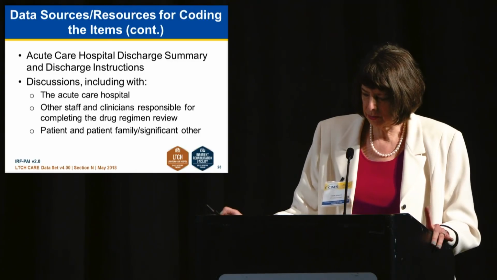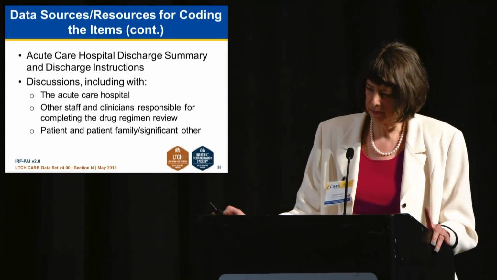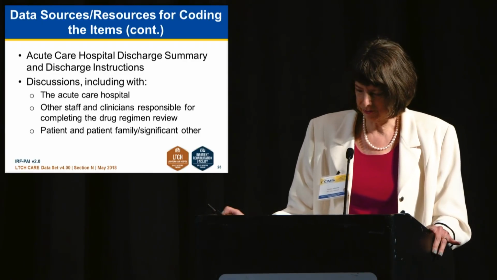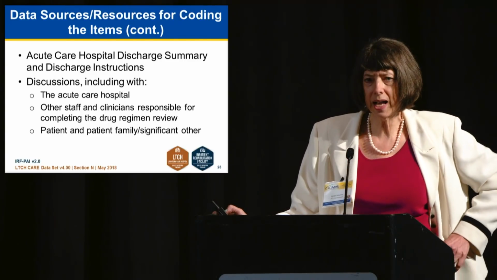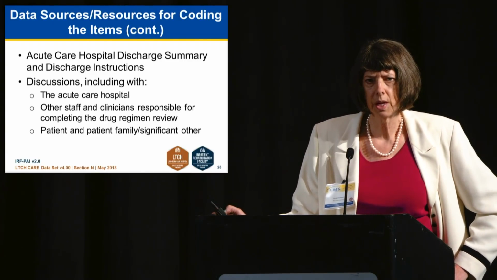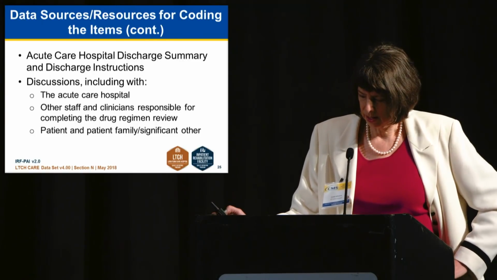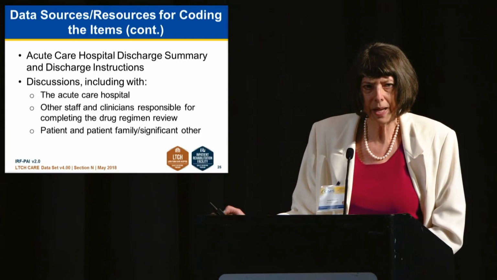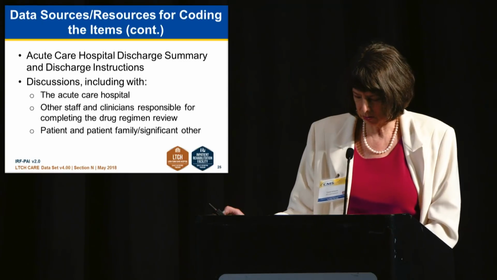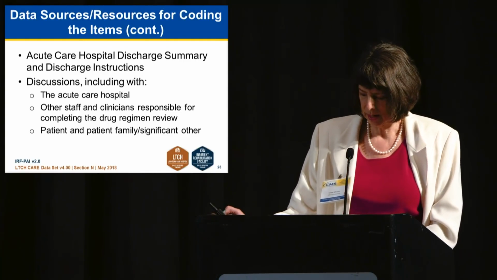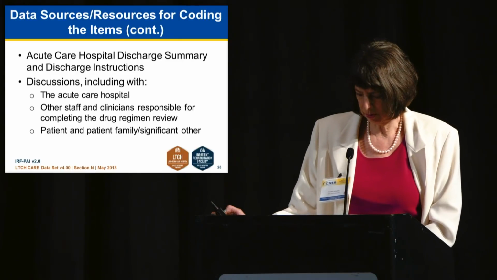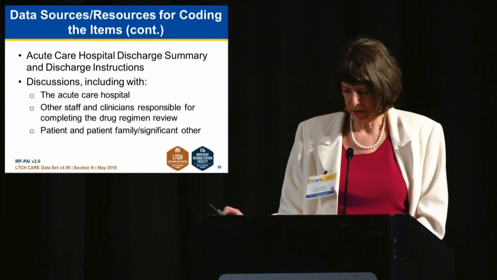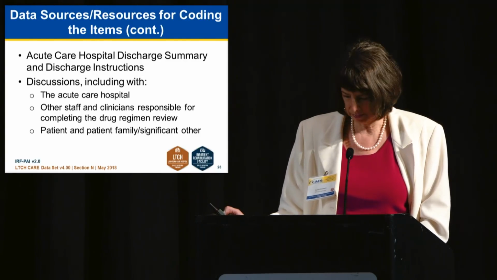And further, you would find them in the acute care hospital discharge summary, of course, and then the discharge instructions. So discussions that you may have may include with the acute care hospital. That's information that's vital to you in terms of this measure, as well as the other staff and clinicians responsible for completing the drug regimen review. And then, of course, patients and their family also can be resources for you. Your facility may decide a specific or central means of gathering all of this information to make it efficient to locate for the relevant coding for this measure.